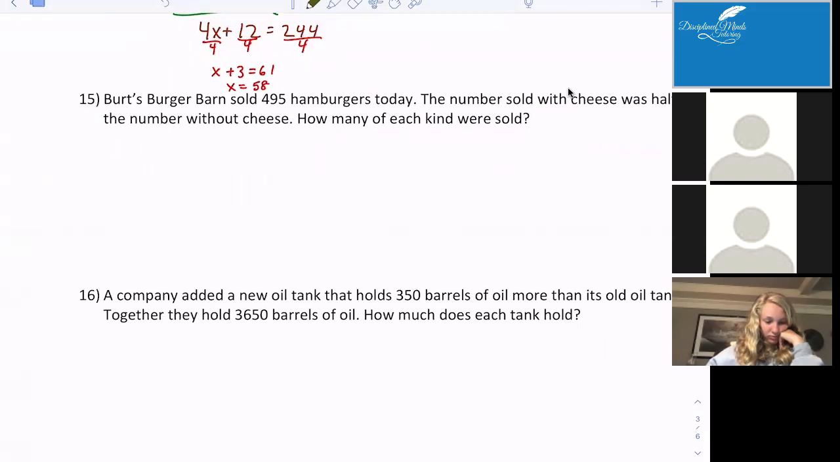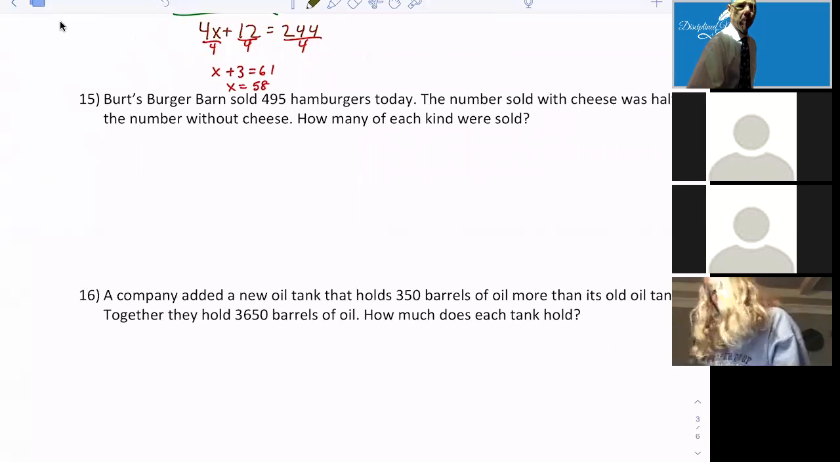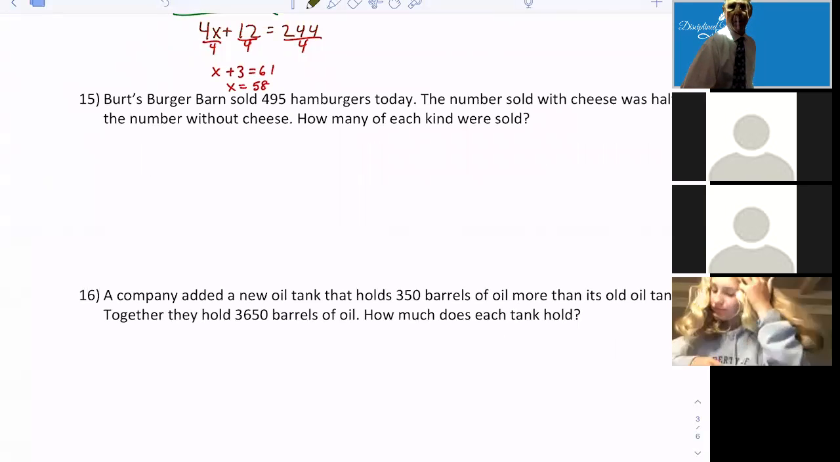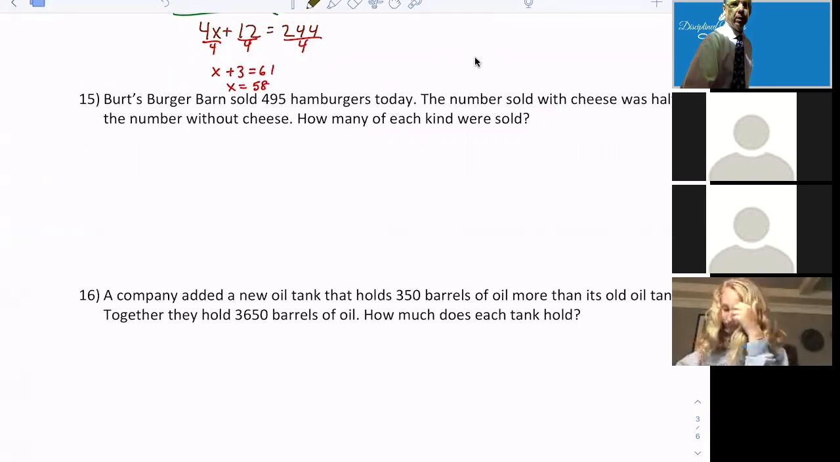Bert's Burger Barn sold 495 hamburgers today. All right, now this is a little misleading. So I want everybody to, because this is the problem I think that's the biggest mistake for kids. And again, I need to move this out of the way a little bit. So my homeschool peeps, all right, there we go. All right, that's better. So it says Bert's Burger Barn sold 495 hamburgers.